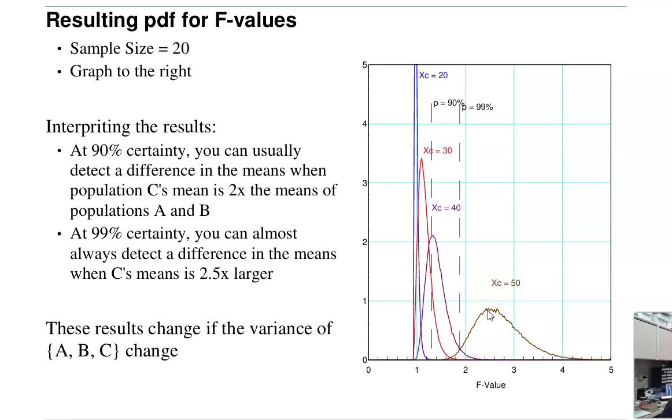So it can detect differences in the means, but it can't be subtle. The mean of C has got to be like double, 2.5 times as big. Then the f-test will detect it with the sample size of 20.